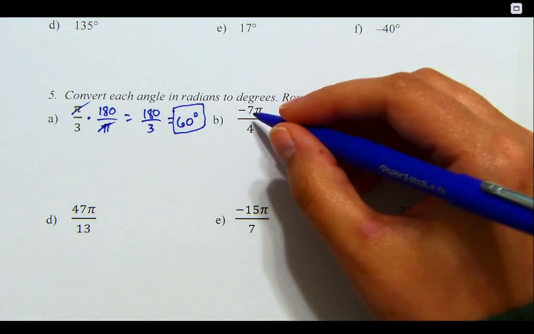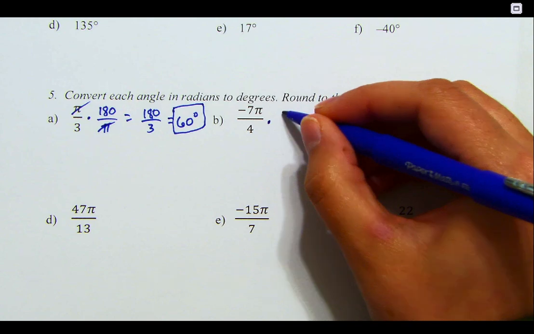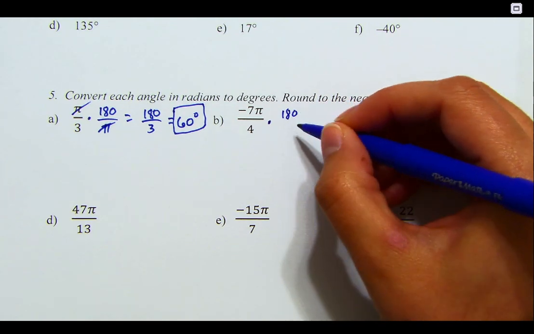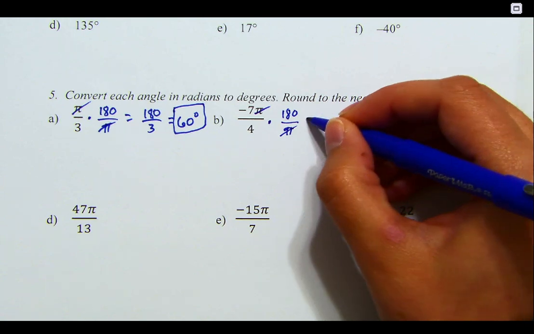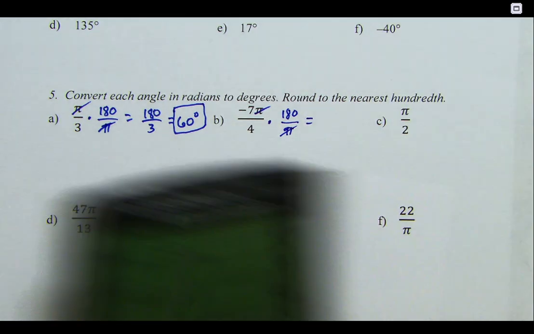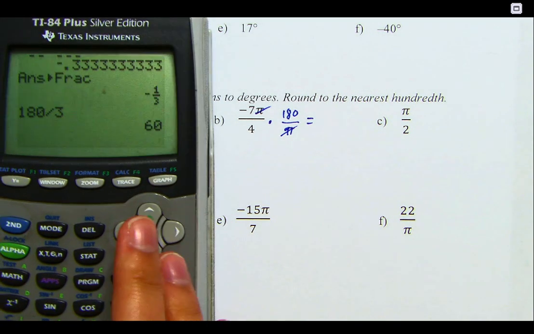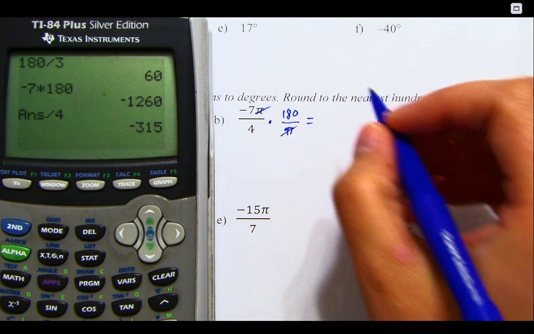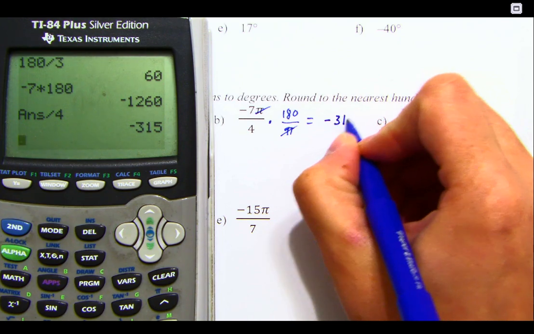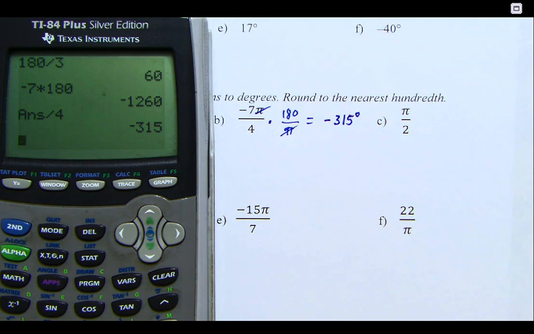Same thing on the next one, even if it's negative, we are still multiplying by 180 over pi. Okay, so the pi's cancel. So this time we're multiplying straight across, taking negative 7 times 180, and then we would divide that by 4. So this is going to be negative 315 degrees.